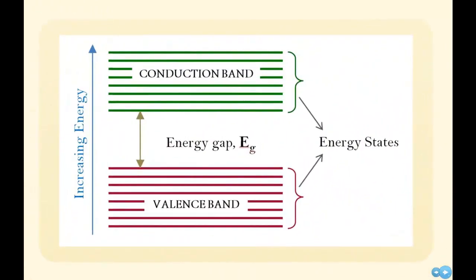For those of you who need a bit of a refresher as to how the semiconductor band diagram works, valence electrons, which are the electrons in the outermost orbit of the semiconductor atoms, occupy energy states in the valence band. And above the top of the valence band, there is a forbidden gap, which is followed by the conduction band, which is occupied by free electrons.